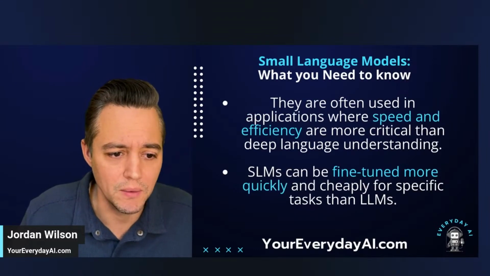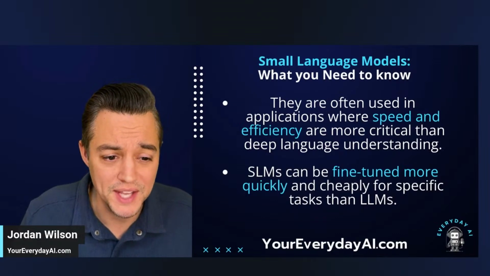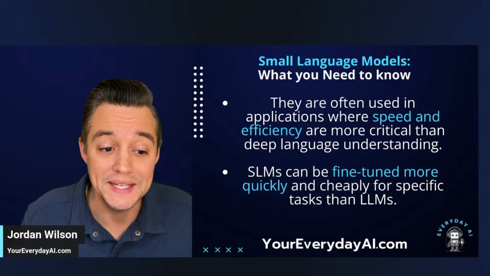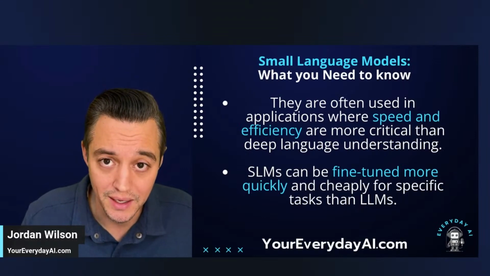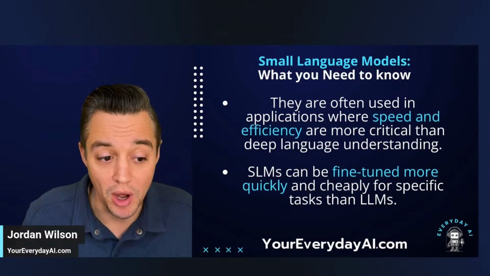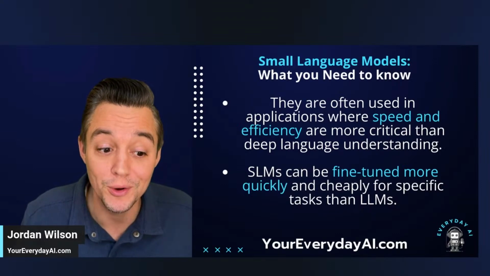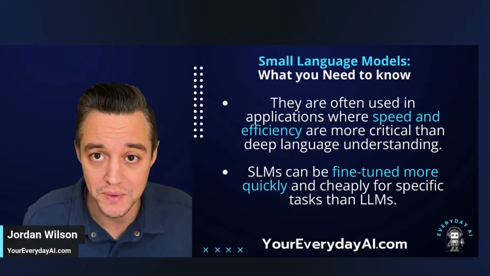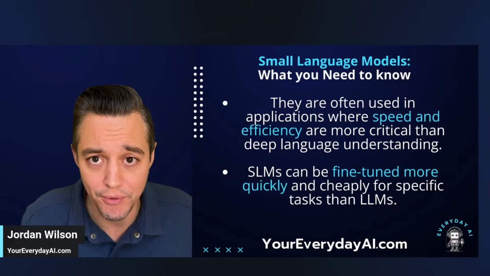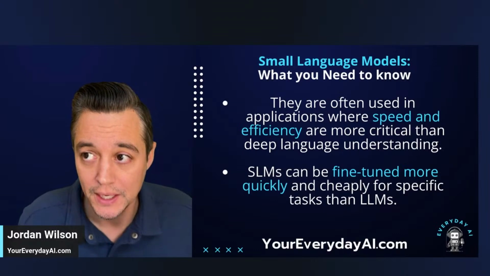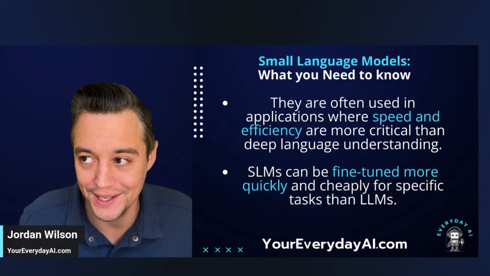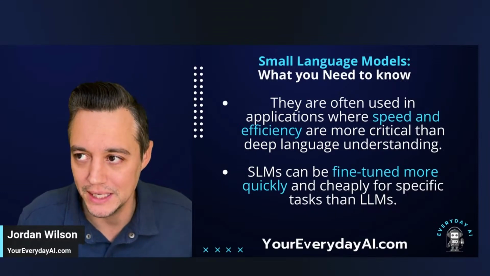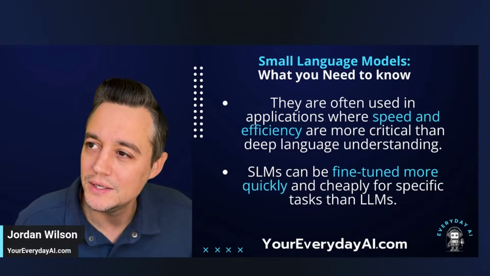All right, let's keep it rolling. So another thing you need to know about small language models, they're often used in applications where speed and efficiency are more critical than deep language understanding. Again, tailored applications. Small language models can also be fine-tuned more quickly and cheaply for specific tasks versus large language models, right? Even though GPT-4, I think, is still more powerful, at least right now, than Gemini Ultra, we might see that shift as Gemini Ultra from Google starts to get a little more stability and just a little bit more improved.